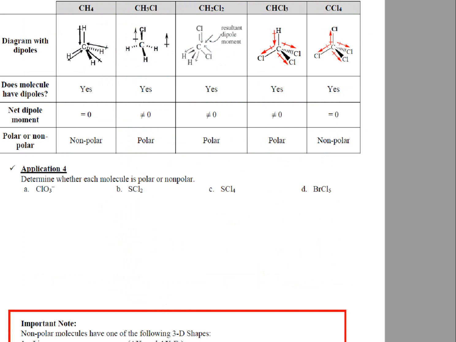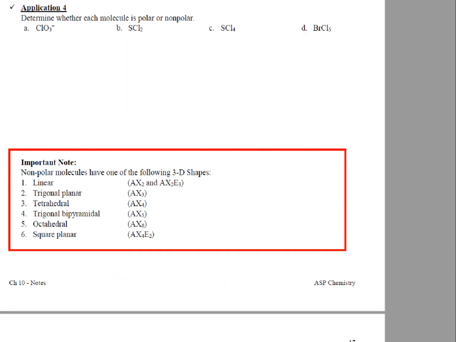So you should be able to draw the diagram with the dipoles for any structure. You should decide if the molecule has dipoles or not. Yes, they all have dipoles, but some of them are polar and some are not polar. This is very important to note for you.